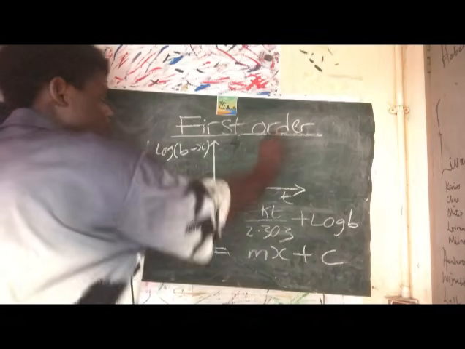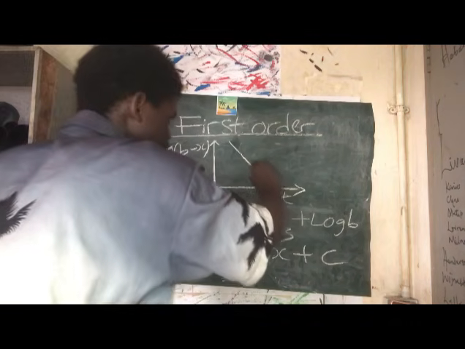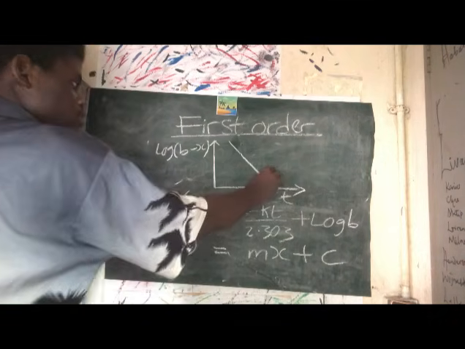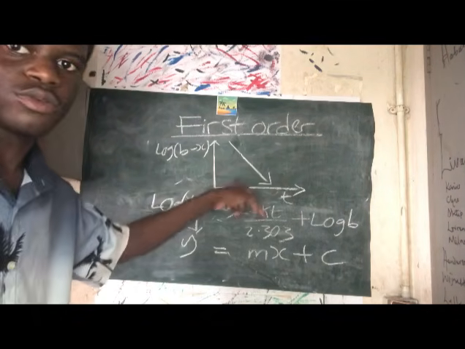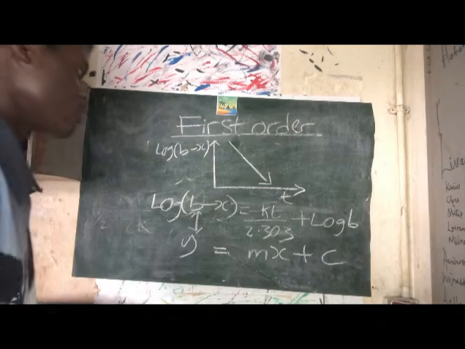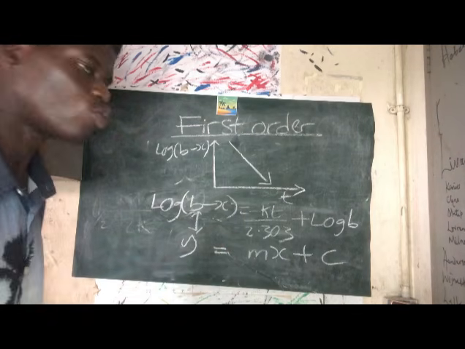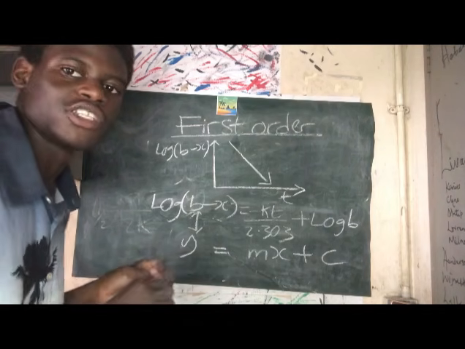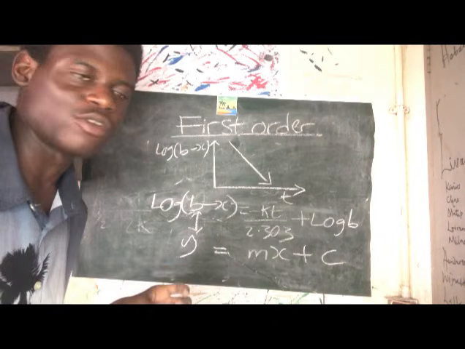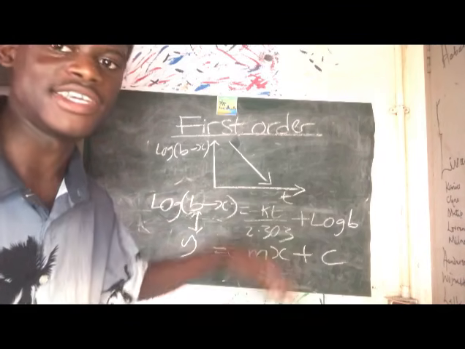So we are not going to be having something like this. Instead, we are having something like this. It is going down because of this negative slope. So your take home, to get a straight line graph for first order reactions, we are going to be plotting log b minus x against t.